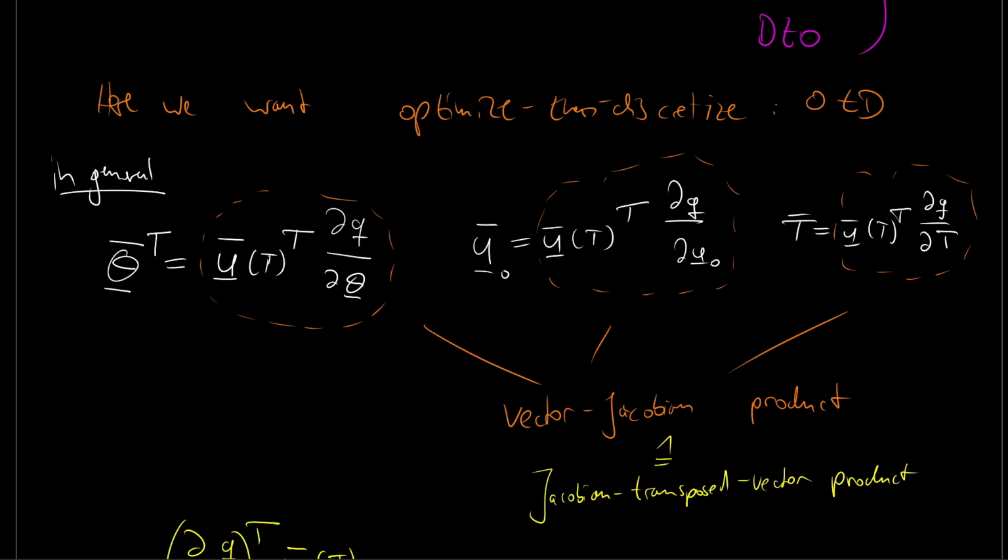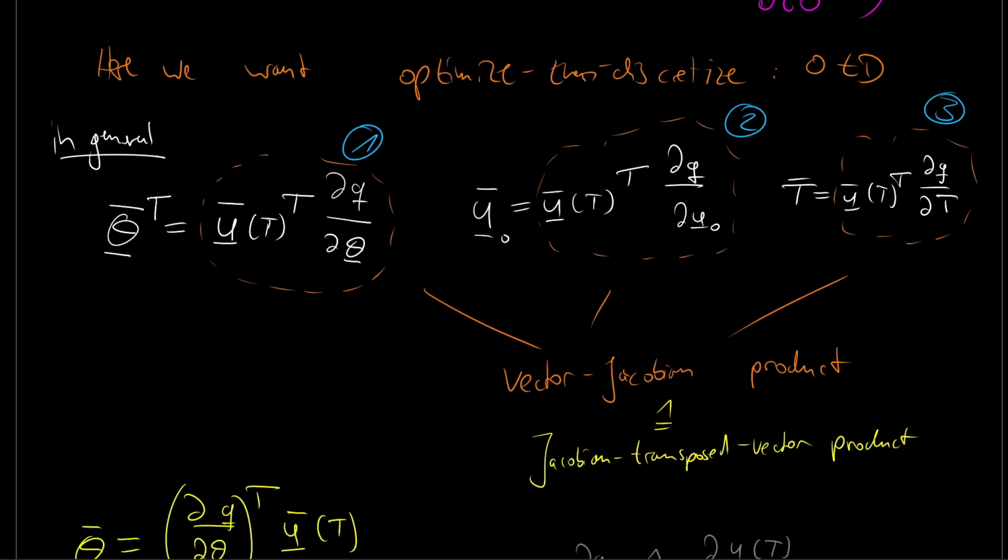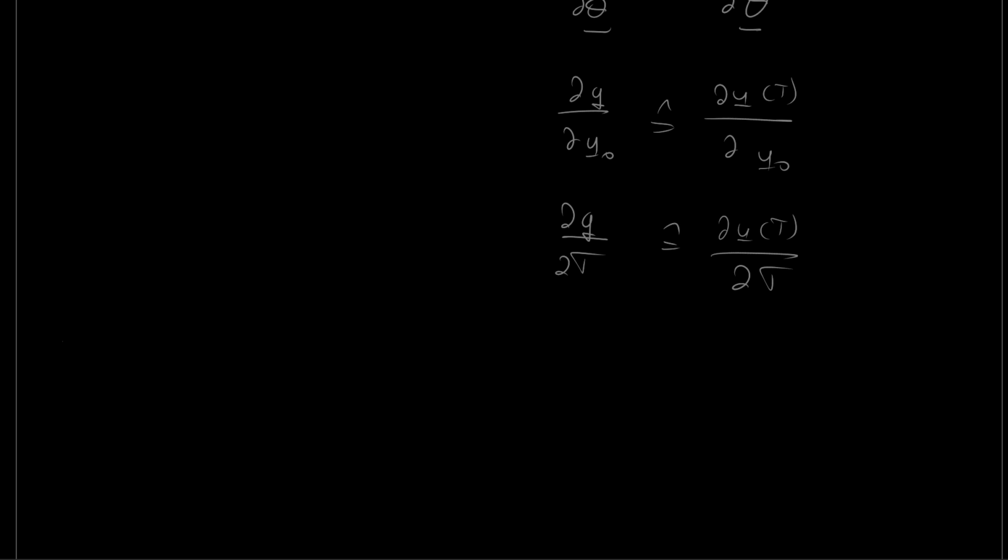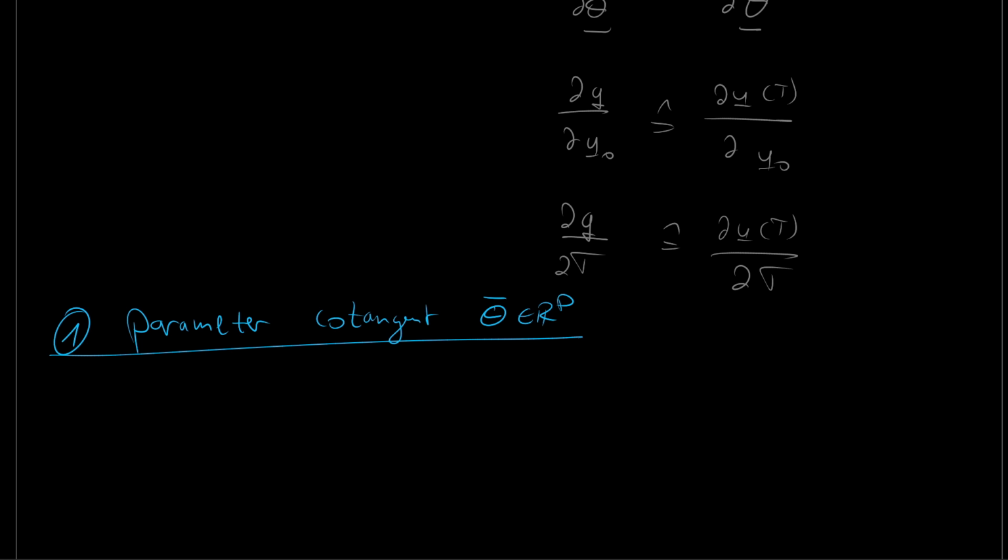Now we have these three individual vector-Jacobian products, and this again shows how composable automatic differentiation is, and I want to tackle them individually. So this will be component 1, then component 2, and then component 3. Okay, let's start with point 1, which will be the parameter cotangent, so theta bar, which will be a p-dimensional vector. Okay, how do we find the vector-Jacobian product for this?